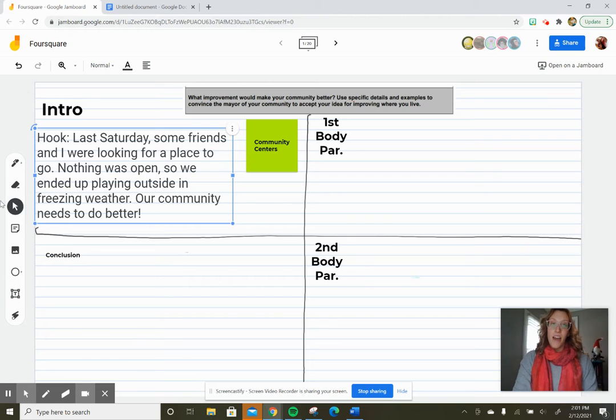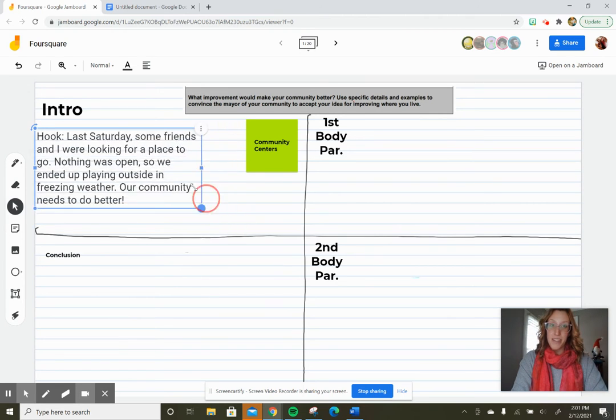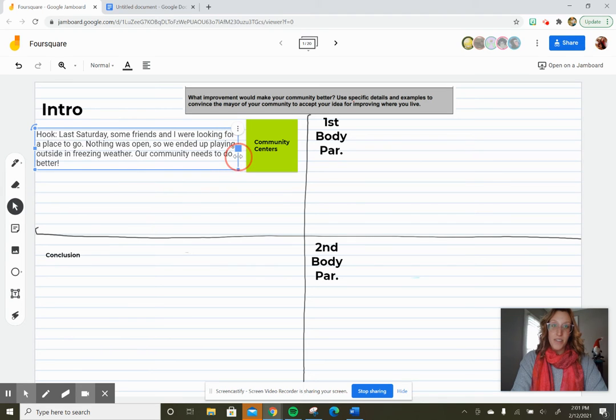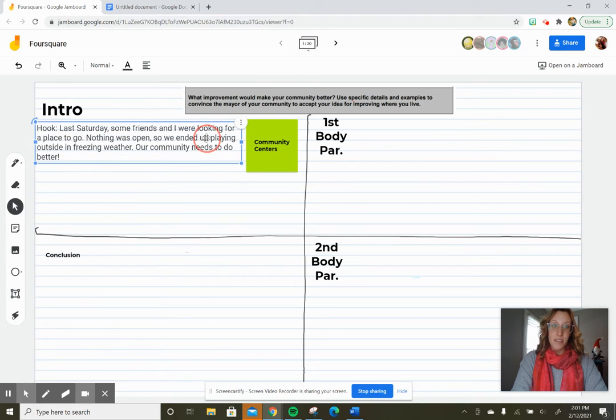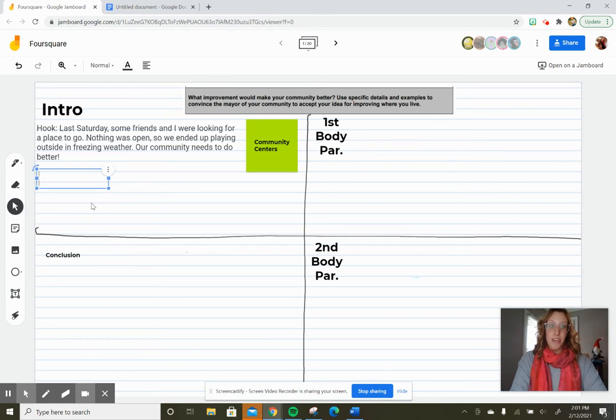So I'm going to add our community needs to do better because remember, this is a persuasive essay. So I can start to really use my voice to express why I'm persuading or why I'm pushing for this change.